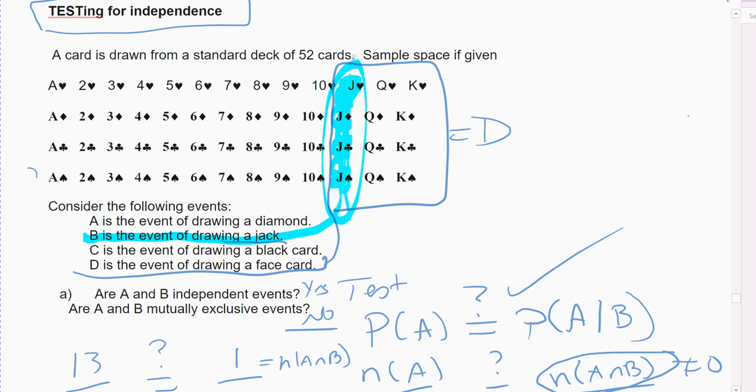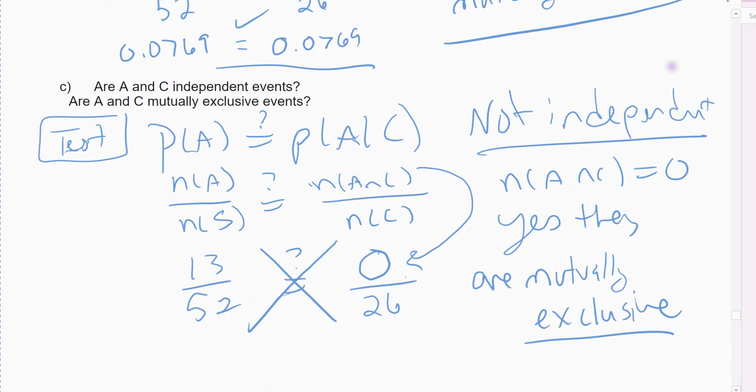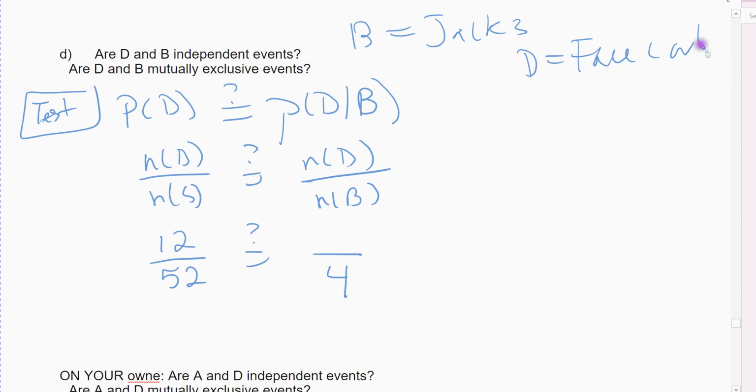So if you're holding the jacks in your hand, what's the probability you get a face card? Well, this was kind of one of those head scratcher cases, right? If I've got the jacks, that's what B is. So there are 4 jacks. B is the jacks. D is my face cards.